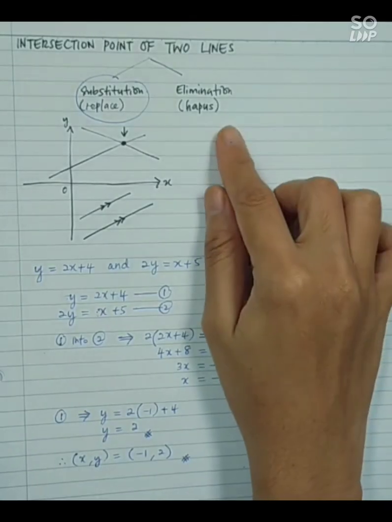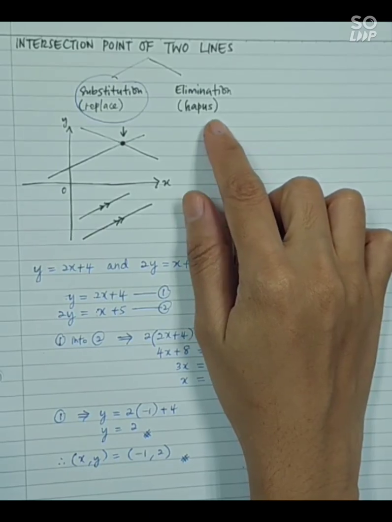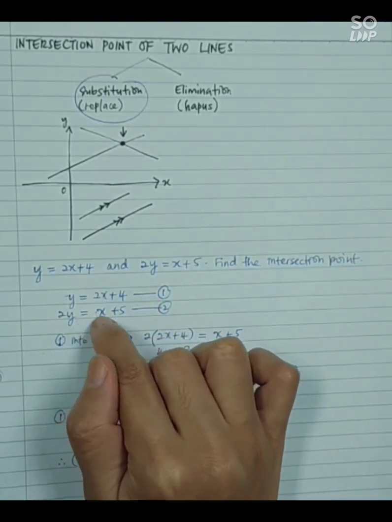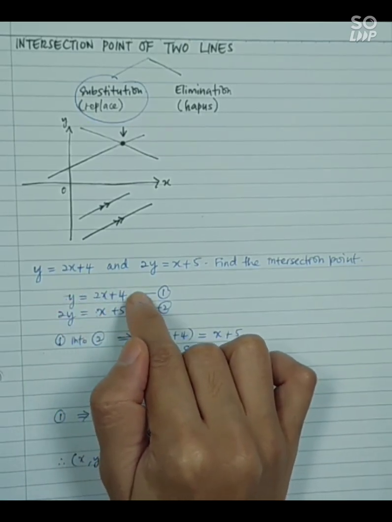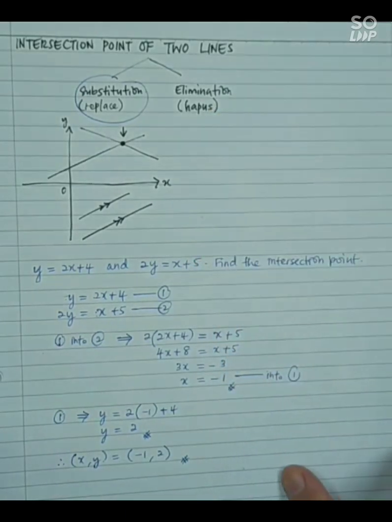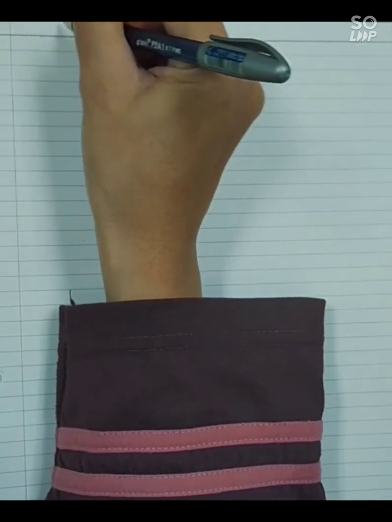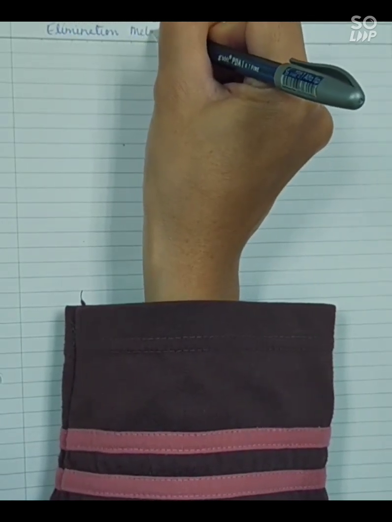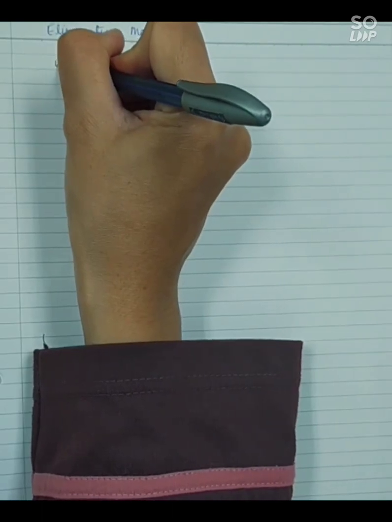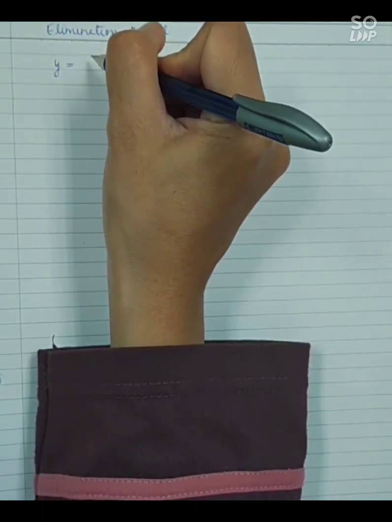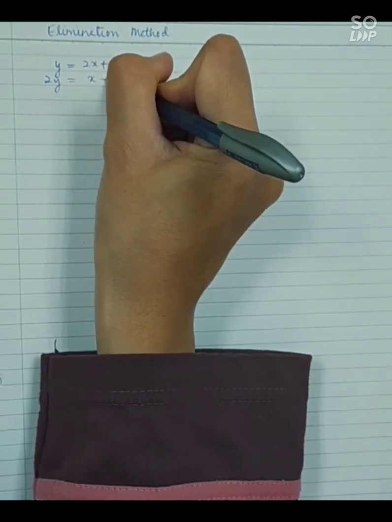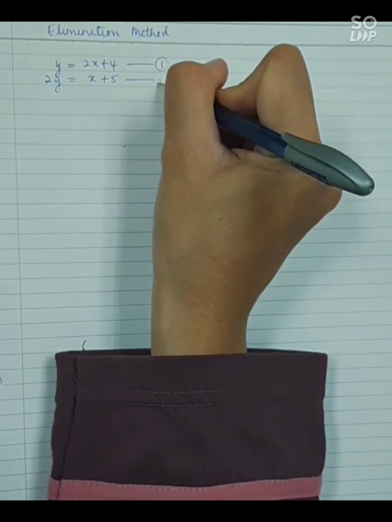Thank you so much. Now I will show you how to use the elimination method to find the intersection point of two lines. Let's use the same two equations, but this time we will use the elimination method. Equation 1, y equals 2x plus 4, and equation 2, 2y equals x plus 5.